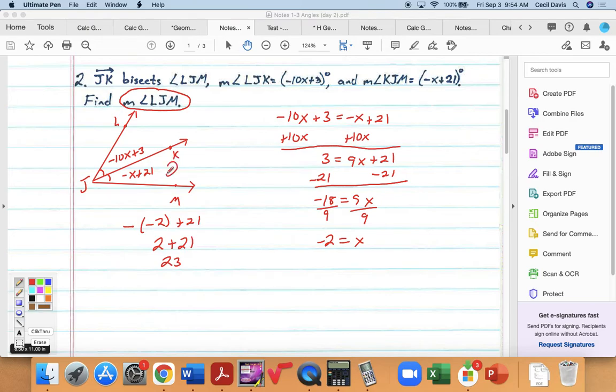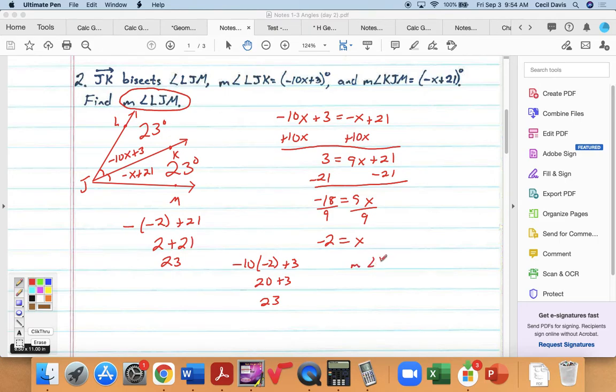So that means this angle is 23 degrees. So it should be that this angle is 23 degrees. Now, if you substitute back in, you can check your answer some. I'm going to go ahead and do it, but I don't require it. Negative 10 times negative 2 plus 3 is 20 plus 3 is 23. So, yep, it worked out.